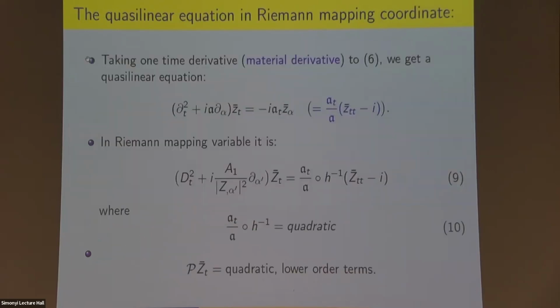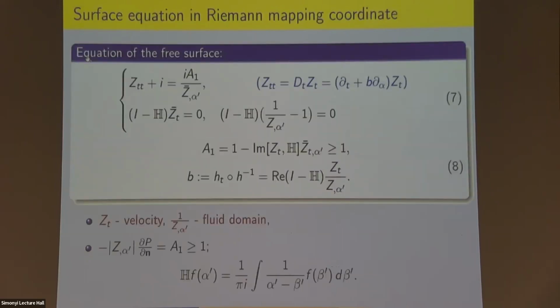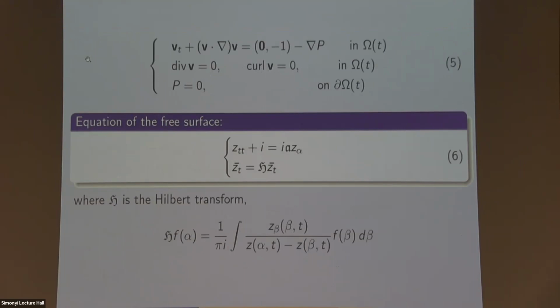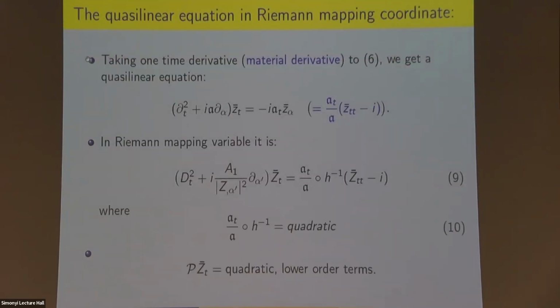It turns out that by taking one material derivative, we get a quasi-linear equation. So we take a material derivative of this equation, right? You take just one material derivative, and you get ztt equal to IA zt alpha plus IA t z alpha. Okay, so now you put a bar on it. It turns out these two terms are of higher order, and this is lower order, just by doing some calculation.